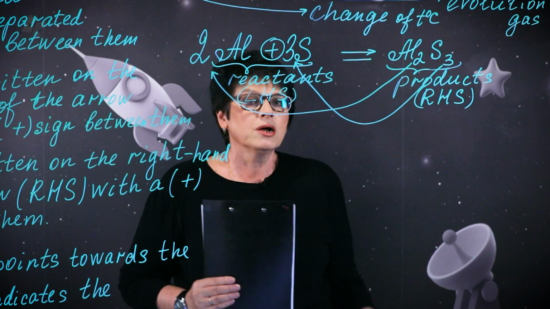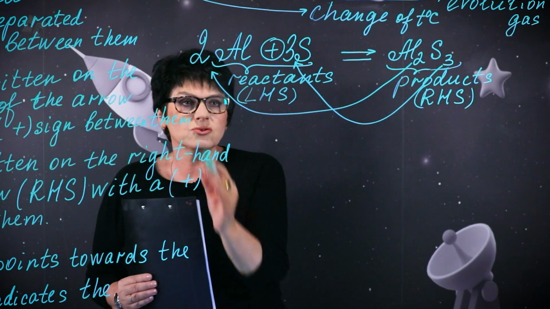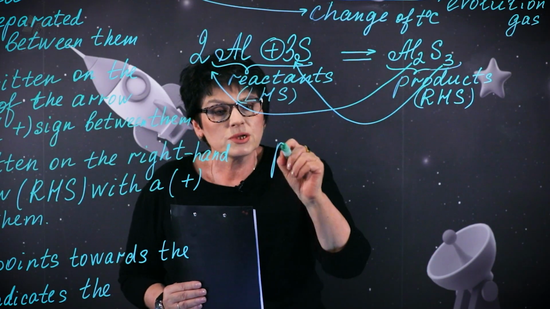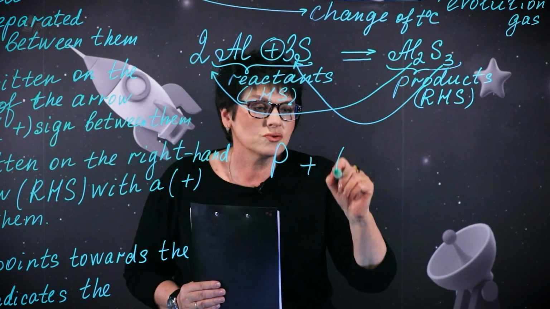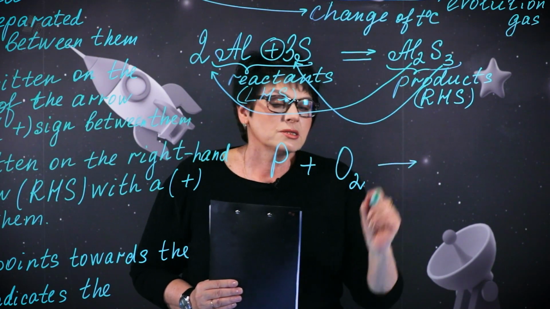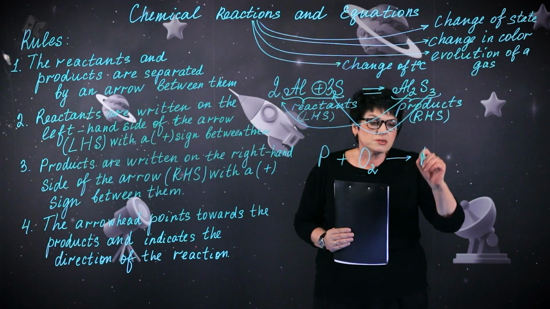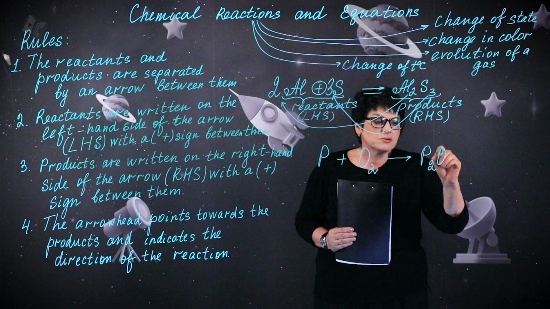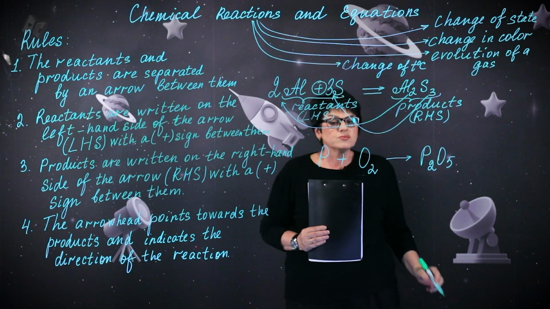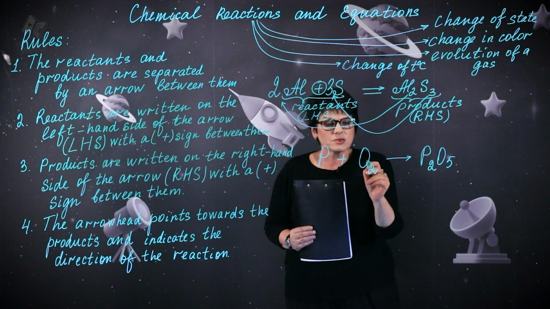But let's consider another example where we will use precisely the proposed scheme. Let us suppose that we have an interaction occurring between phosphorus and oxygen. On the right side, we end up with P2O5. Well, let's figure out what the reagents are in this case. The reactants are phosphorus and oxygen.